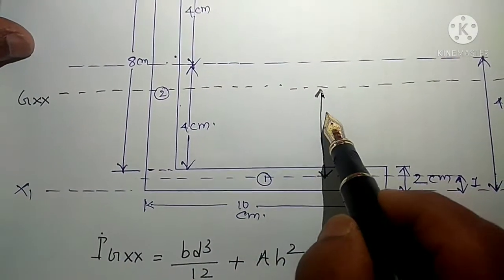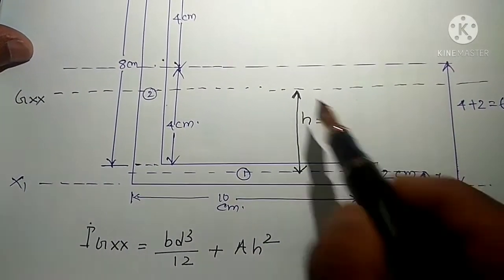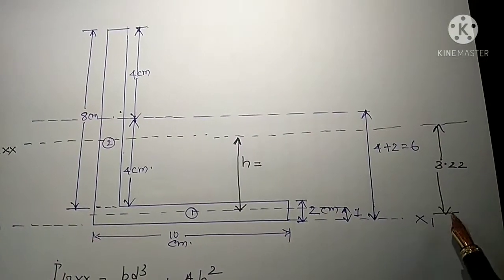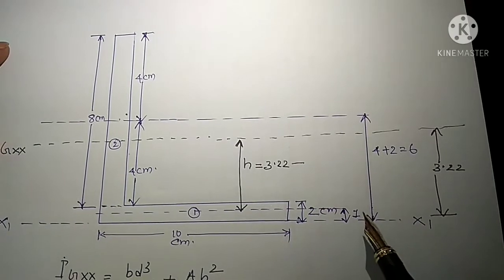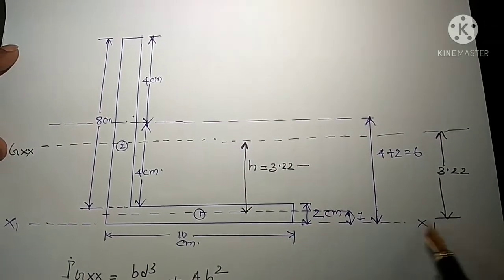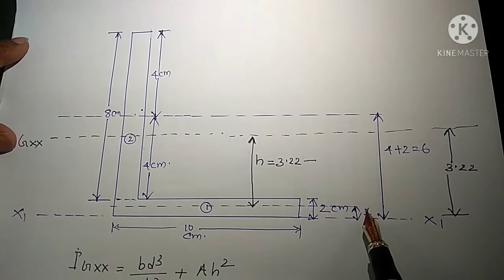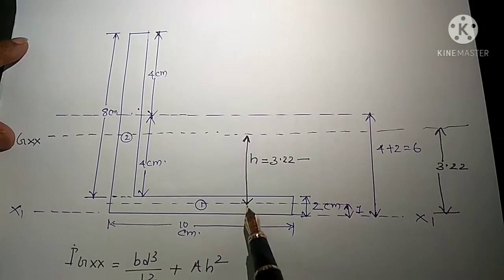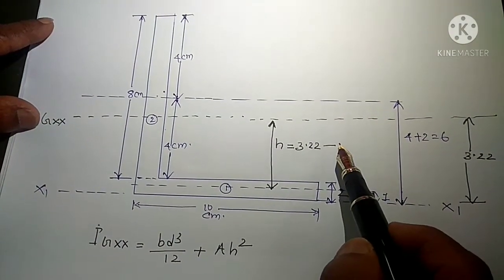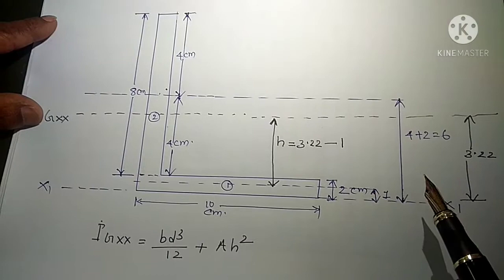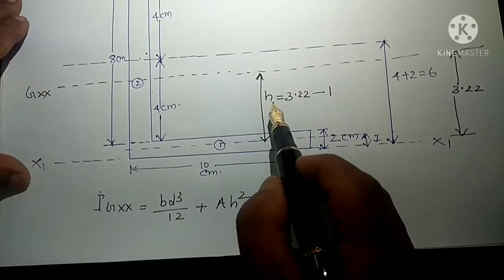Which will be the h? This h is equal to this distance, which is 3.22. So from here, 3.22 minus the distance you are subtracting, you will get this distance. That is 3.22 minus 1. I am putting this as h1.